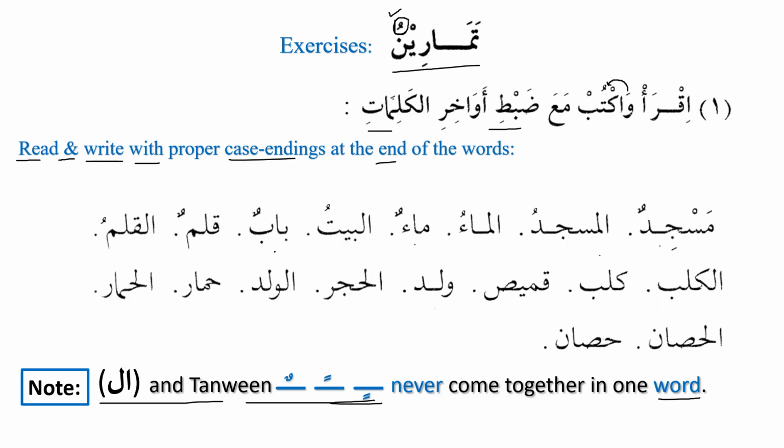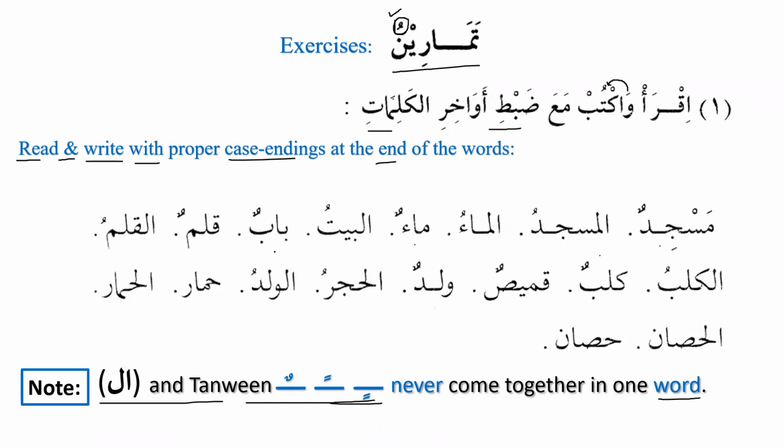Then we have al-kalbu, that means the dog. Then we have kalb, and then we have to put tanween. It will be kalbun. Then we have qamis, so qamisun, excellent, perfect. Then we have walad, and the ending will be waladun, ahsant. Then we have al-hajar, and the ending will be al-hajaru, excellent.